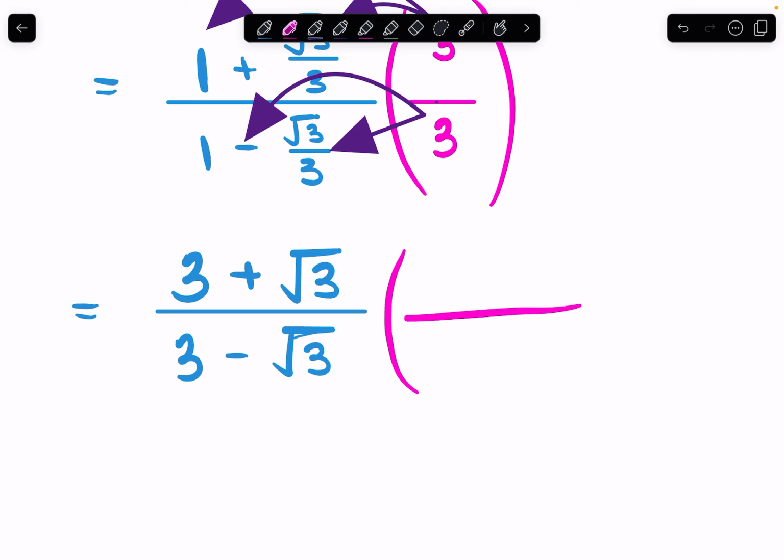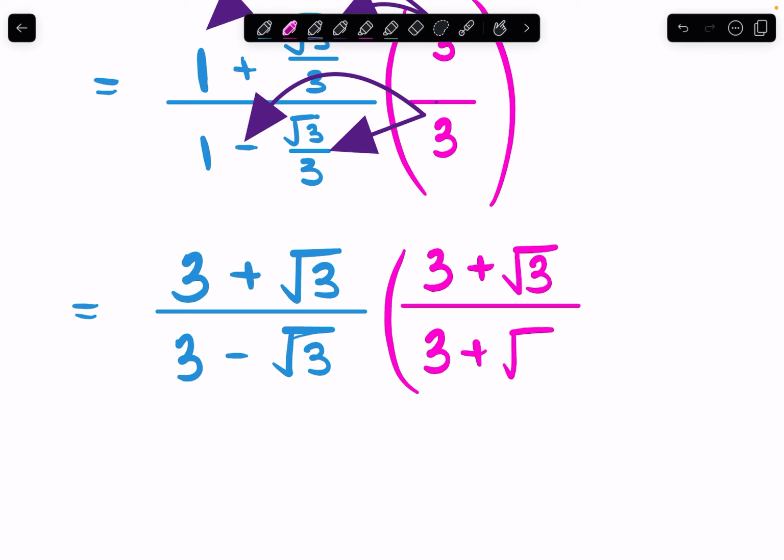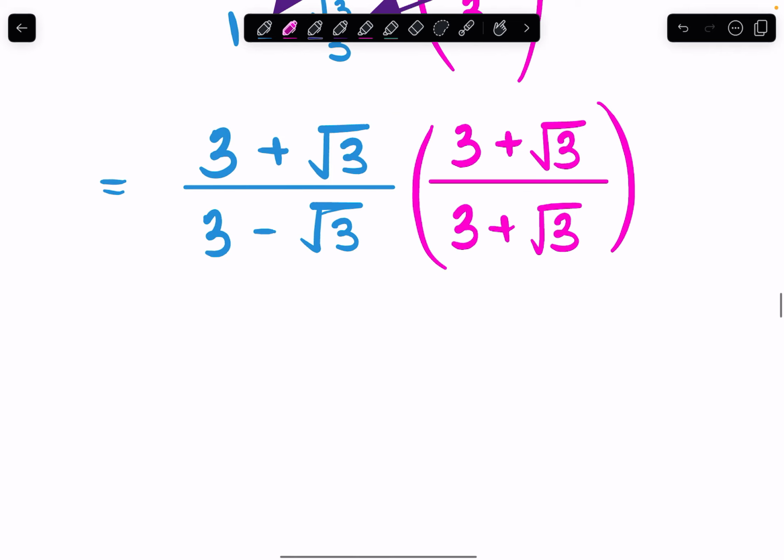So another form of 1. This is your conjugate form of 1. Keep the real part. Change the sign on the irrational part. So goal is to get the square root out of the denominator. So we're going to change the sign on the square root in the denominator.